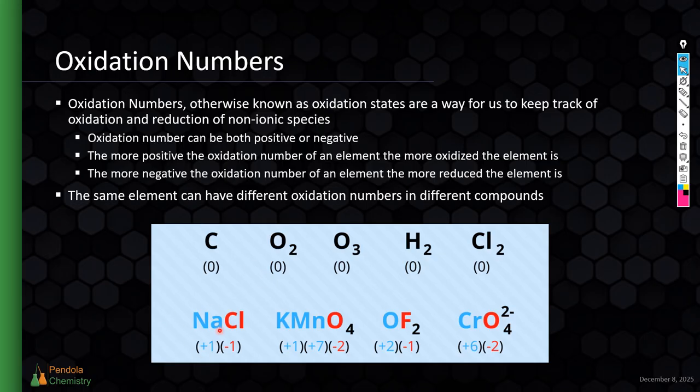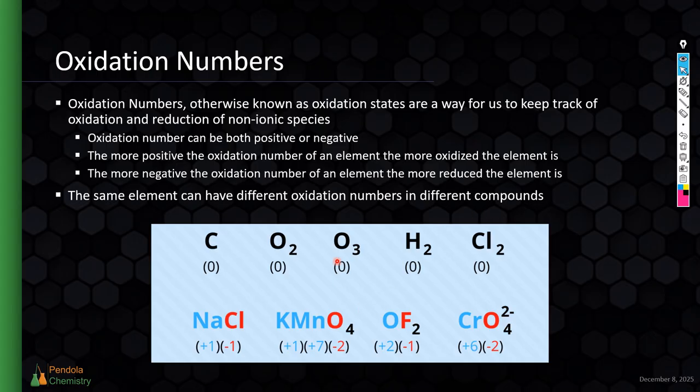Something with a higher oxidation number, like the positive one here in sodium chloride, versus the negative one in chlorine, means that the sodium was oxidized to get to this point, whereas the chlorine, or chloride in this case, because it's a negative number, was more reduced. So the more negative an oxidation number is, also the more reduced the element is, the more electrons it has gained, whereas the more positive it is, the more electrons it has lost. The same element can have different oxidation numbers in different compounds, and that's very important to understand.